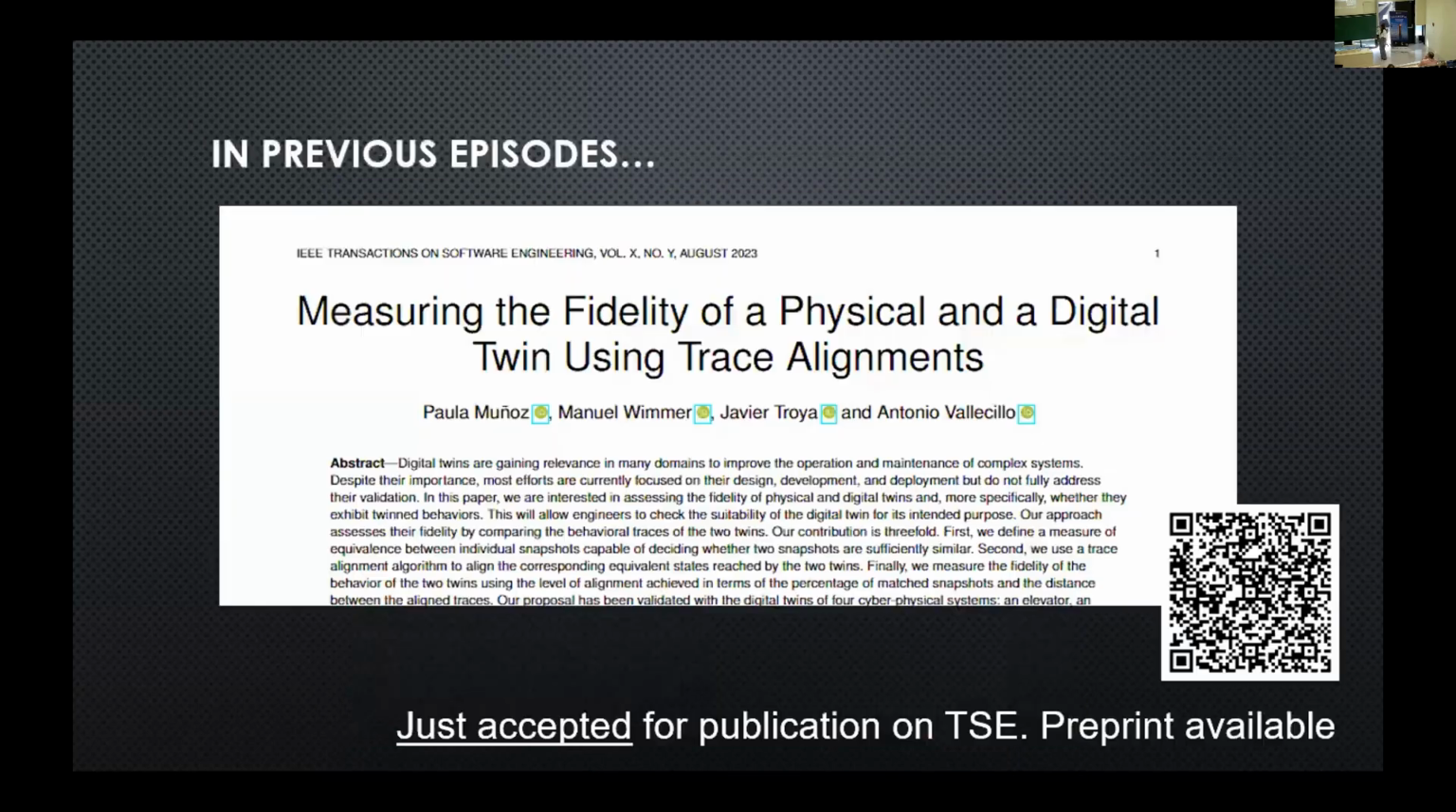We want to avoid real-world mistakes caused by inaccuracies in digital twins, and that was the main goal of our first paper, which was recently accepted by DSE, so if you want to check. In this paper, we wanted to measure the level of fidelity between the physical and the digital twin to ensure that the behavior was accurate. And how did we do that?